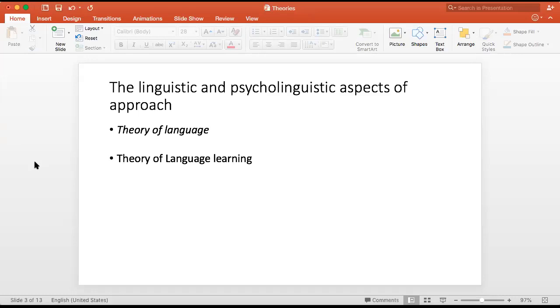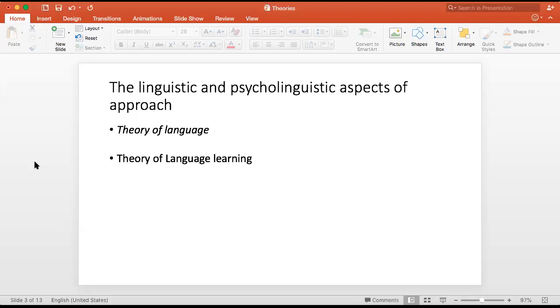Now, when we talk about LTM, we talk about the linguistic and psycholinguistic aspects of approach. And again, to simplify things, we take approach as theories, right? So there are two ways of looking at this approach. One is theory of language, and the other is theory of language learning, right? So one is the linguistic approach, the theory of language. Okay, this is the linguistic approach, and the other is the theory of language learning. This is the psycholinguistic approach.